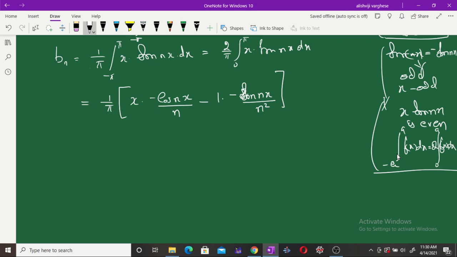So using this result, we can write it as 2 times integral 0 to pi x into sine n x dx. So that will give a simplification like this, and the limit becomes 0 to pi. This will make things much simpler. So this is equal to 2 by pi into, so the upper limit and lower limit.